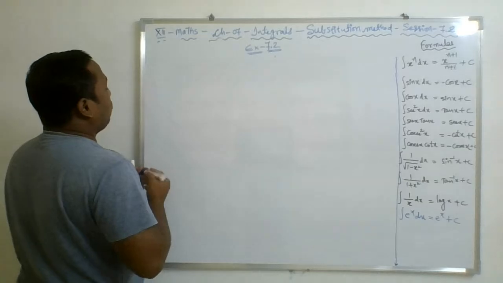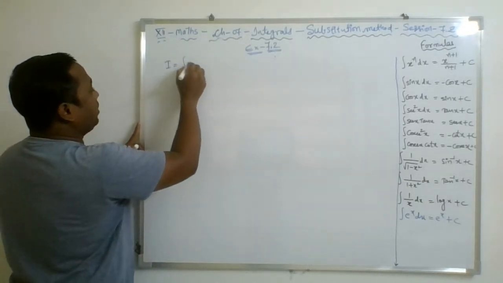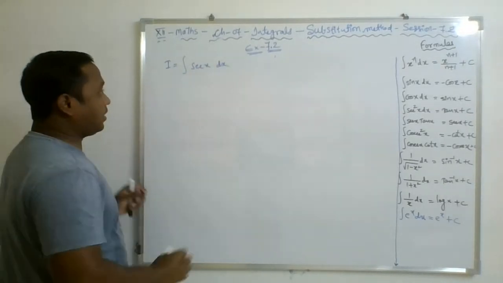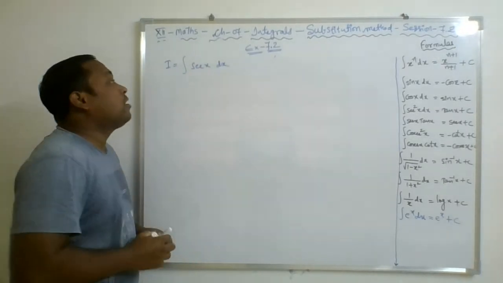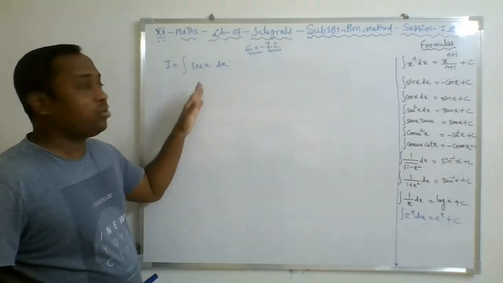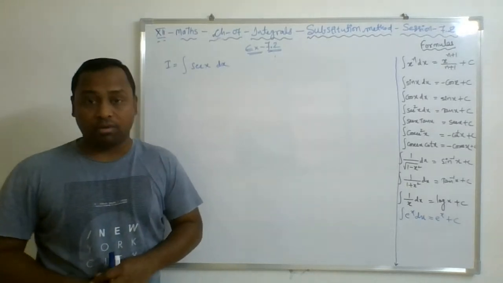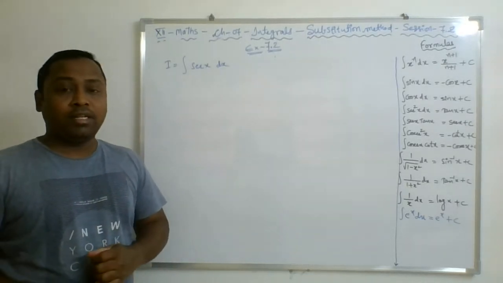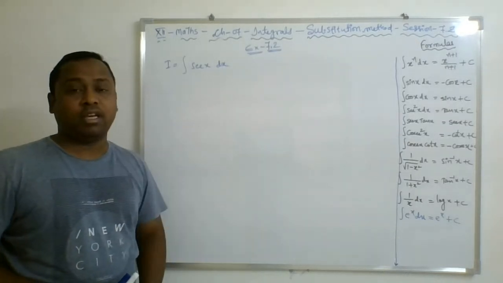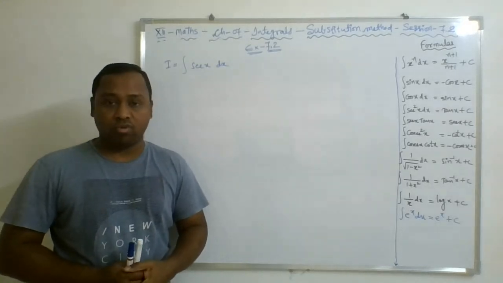Now next, take the question I = integration of sec x dx. If you convert it into sine and cos, you are going to get 1 by cos, but it has no use at all. So in this we need to think rationally. This thought process you will get only by practice.